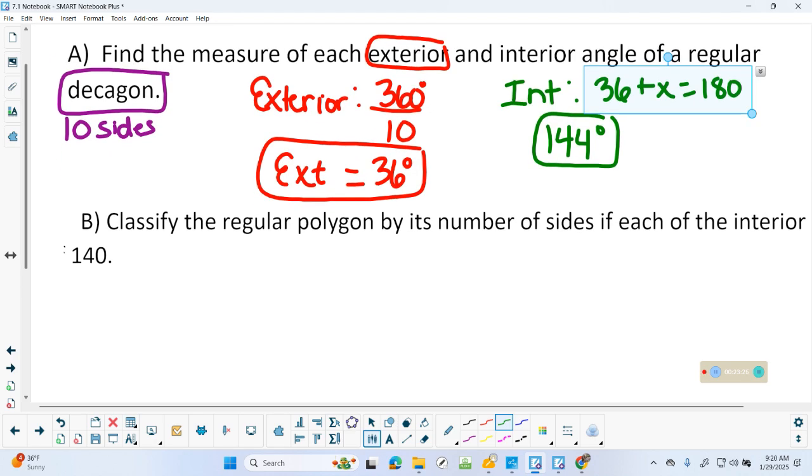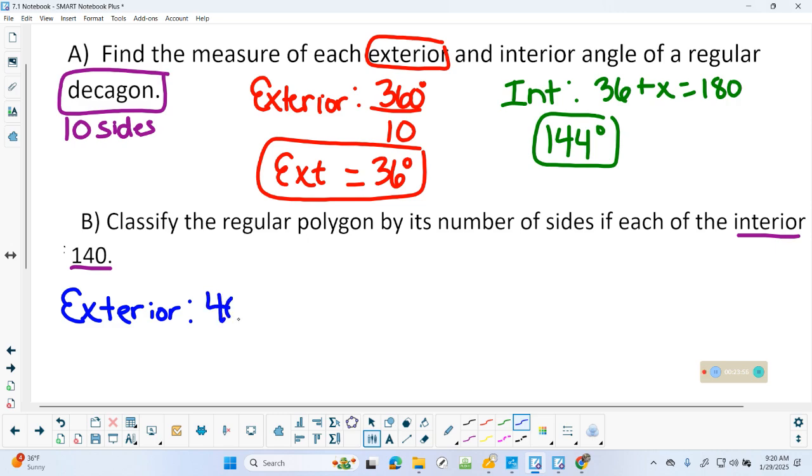Okay, so let's try this one. Classify the regular polygon and the number of sides if each of the interior angles has a measure of 140. First off, they tell you the interior. It's easier to work off the exterior. So let's do a little mental math here. If the interior angle is 140, what's the exterior if they make that linear pair? Quick, easy. 40. They've got to make 180. So now I know my exterior is 40 because these total to 180 as a linear pair.